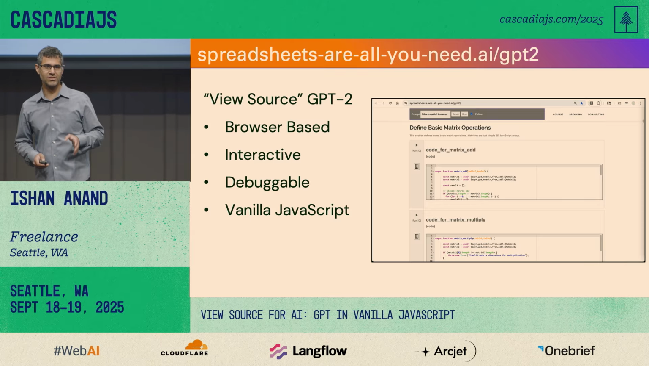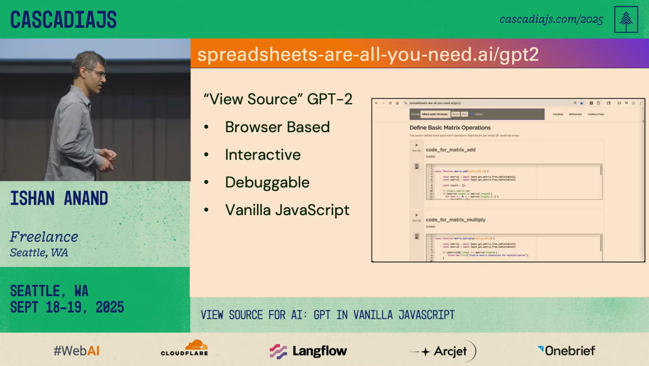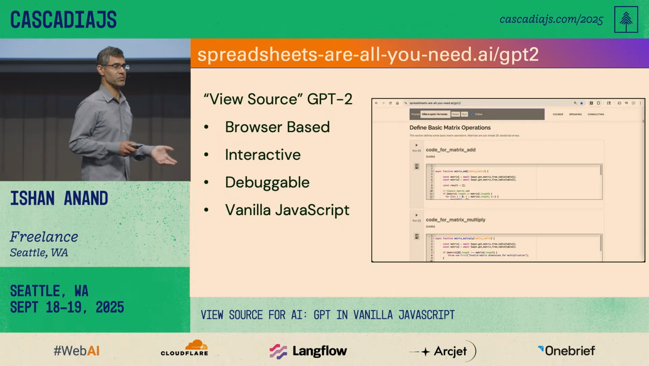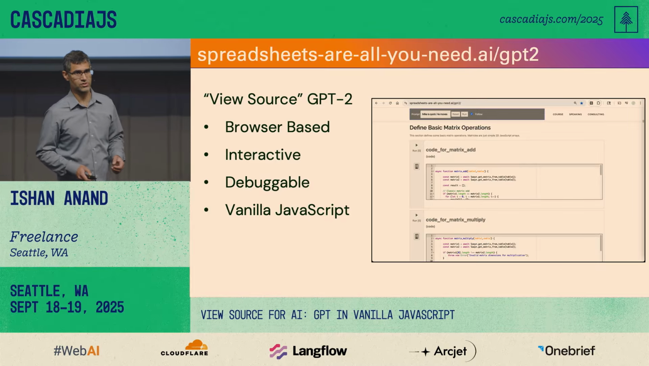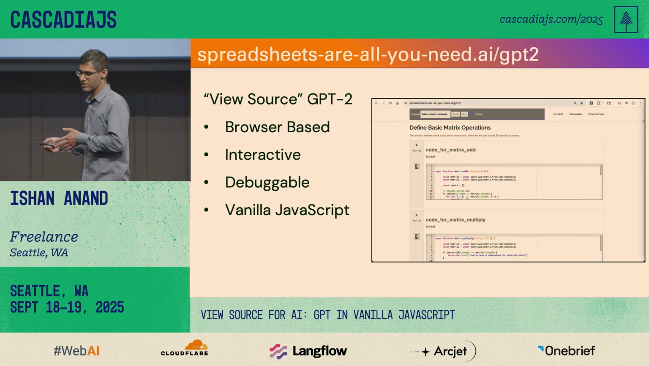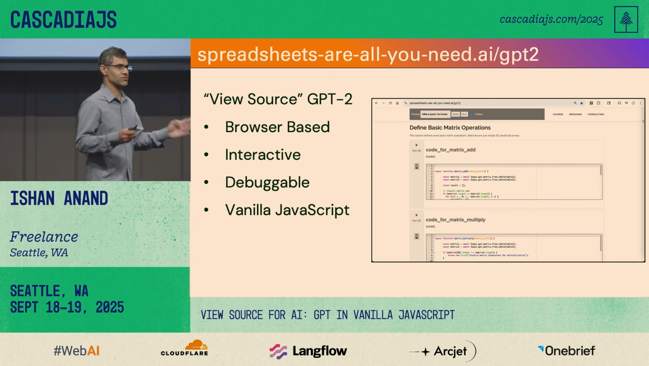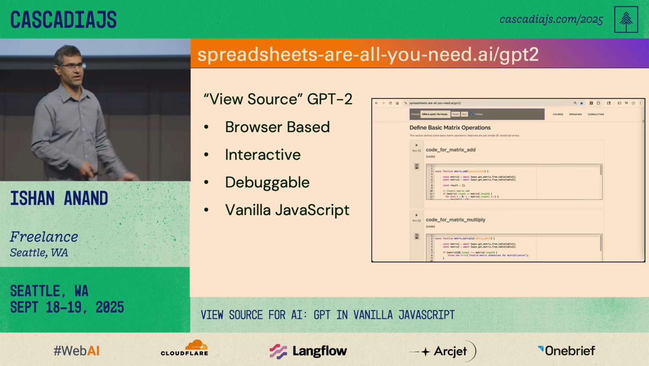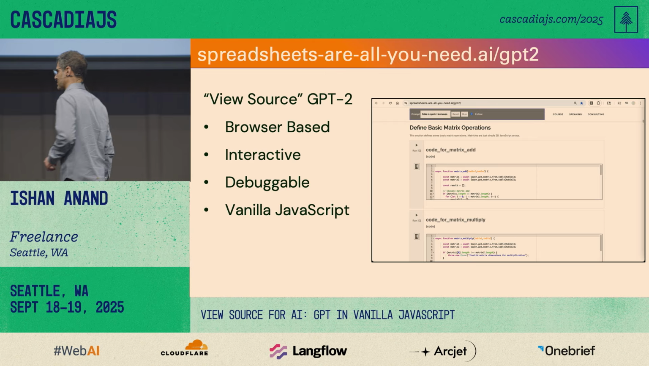If you go to spreadsheets-are-all-you-need.ai/GPT-2, I apologize for the long name, you will find a view source implementation of GPT-2, OpenAI's penultimate open source model. This runs entirely in the browser. It's interactive, it's debuggable, and it's not written in some esoteric framework. It's written in vanilla JavaScript. The matrices are just plain JavaScript arrays. Let me show it to you for a second.